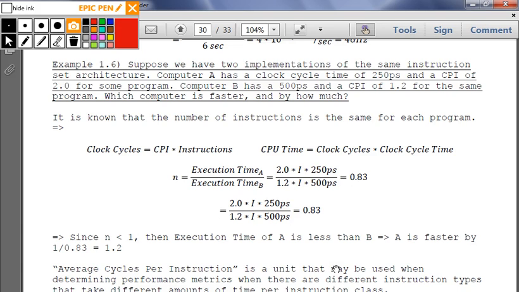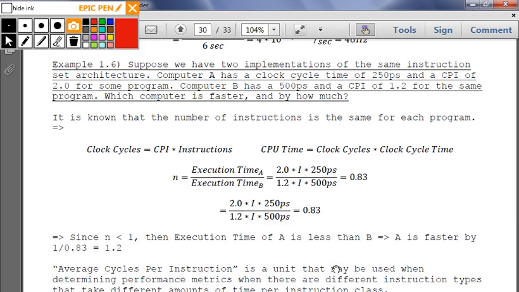So you have the same instruction set architecture. Remember, they're compiler driven. Which computer is faster and by how much? And the hardware is coded. I should explain one thing because I say we have implementations of the same instruction set architecture.